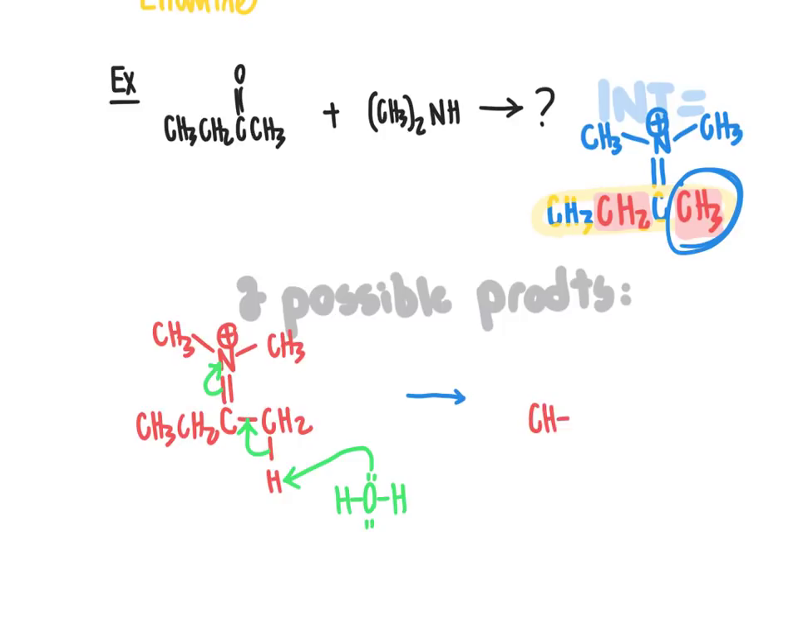So we'll go ahead and draw out our enamine product. We've got our carbon-carbon double bond there, CH2 group at the terminal. Now our single bond to our nitrogen, and that nitrogen is directly bonded to 2 methyl groups, which I'm going to put in brackets this time to save a little bit of space. So that's option 1.